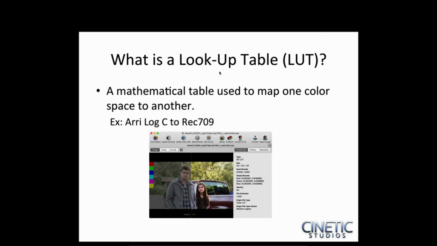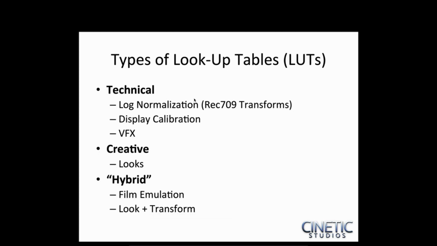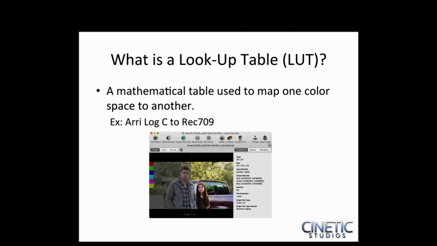So what a lookup table is, and these are all different representations of a lookup table, is it's a mathematical table used to map one color space to another. Now, in English, that basically means that we are using it to convert from either, say, log to Rec 709, or we're using it to convert from ungraded to, say, a look.